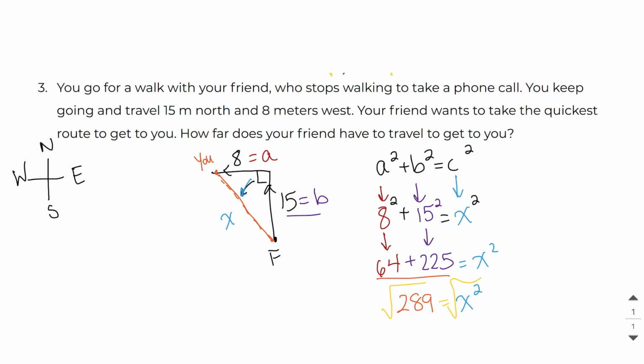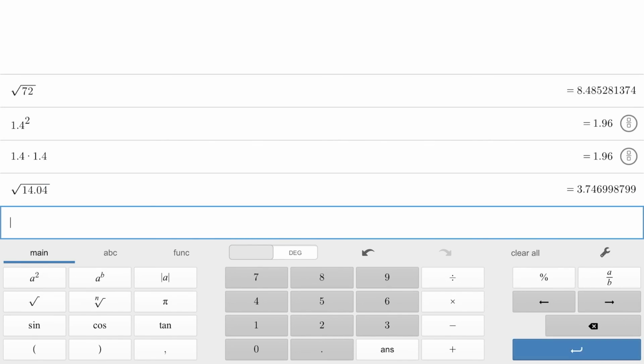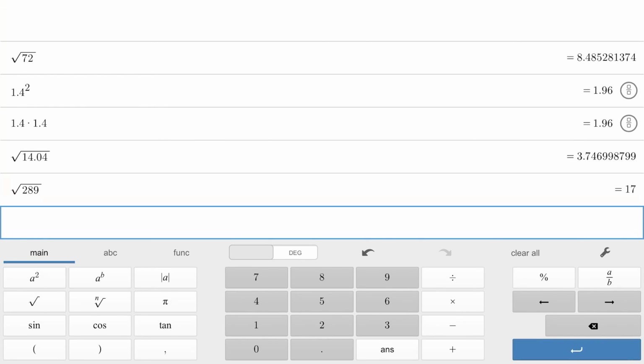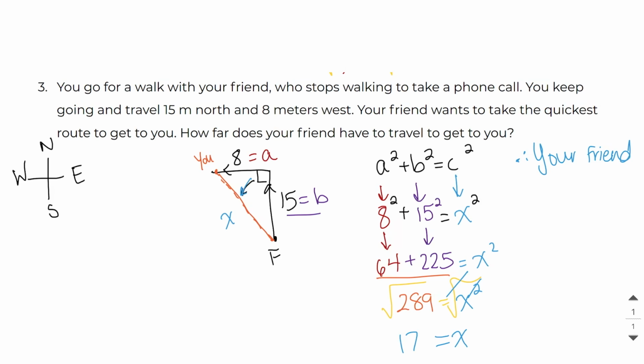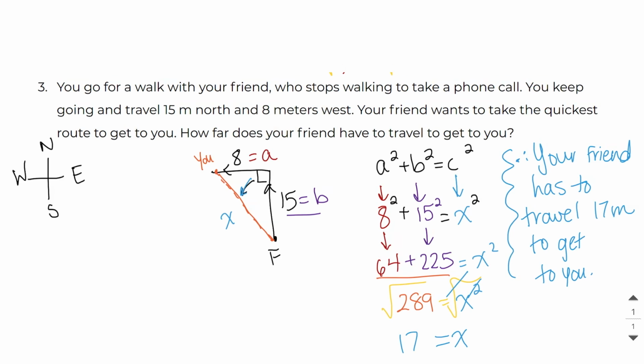And when I take the square root of x squared, they cancel each other out. And the square root of 289 is going to turn out to be a nice even number. And we end up getting 17 meters. Your friend has to travel 17 meters to get to you.